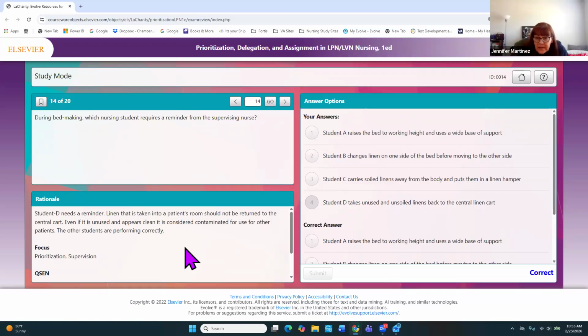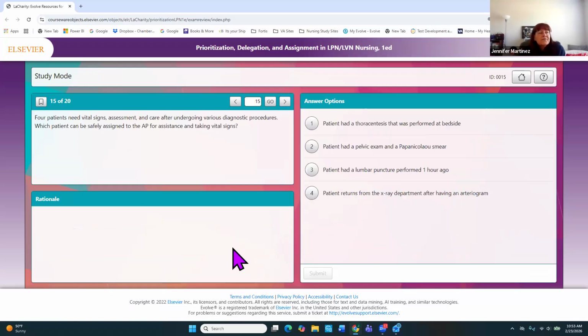So remember, anything we bring into a patient's room is now dirty. It's contaminated, whether you use it or not. If you bring it into a client's room, it is now dirty. Even if you didn't use it, it would still be considered dirty. You would have to send it to laundry. You couldn't put it back in the clean linen, because you never know, right? Something in that room can jump on that linen, and now you end up contaminating everybody.